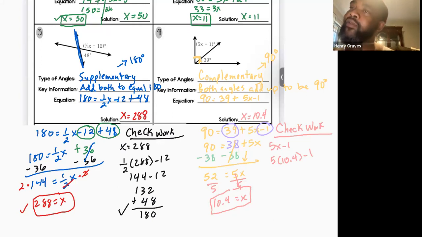So if this angle here is 51 degrees, and I do 51 plus 39, I get 90 degrees. So our work checks out fine. Even if I got a decimal, I still got the right answer. Yay.